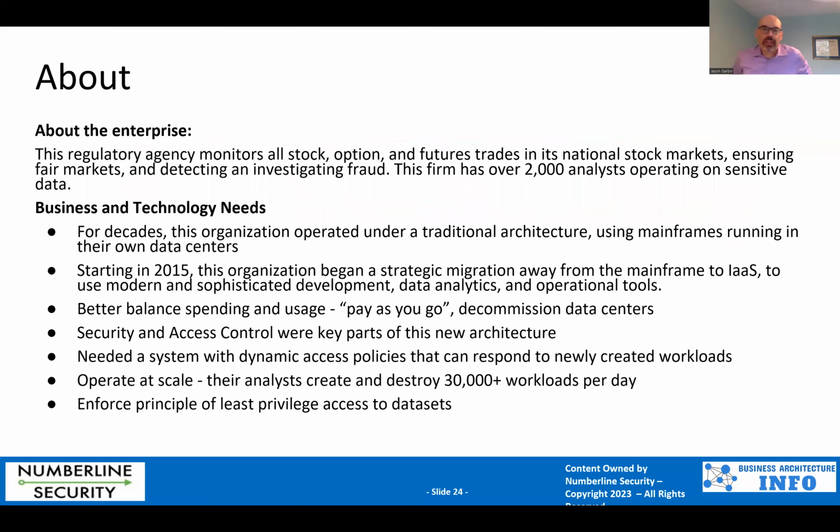So this organization here in the US has a big and important job, which is to monitor all trades in the US equities, stock, and futures markets for fraud. And they have over 2,000 analysts whose job it is to look at this data, find anomalies, et cetera. And ultimately, this can turn into criminal investigations. Now, this organization, of course, has been around for decades, and they had built out their own infrastructure, custom software, running on traditional mainframes, running in their own data centers.